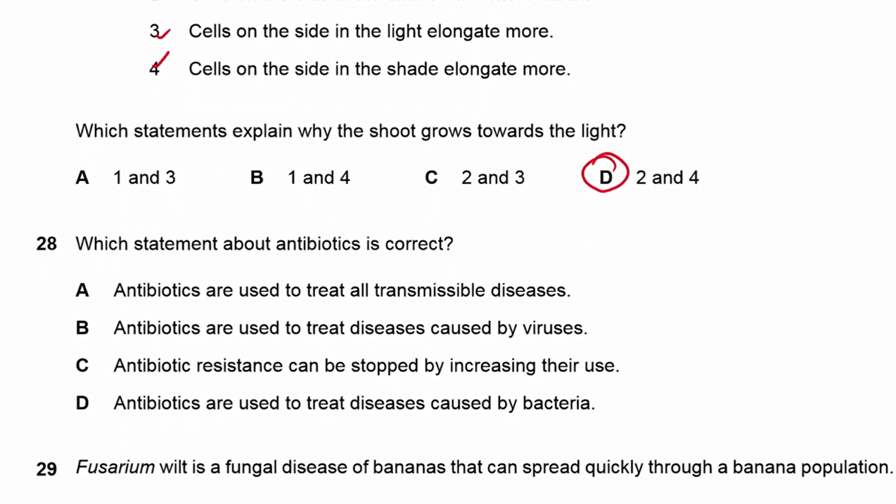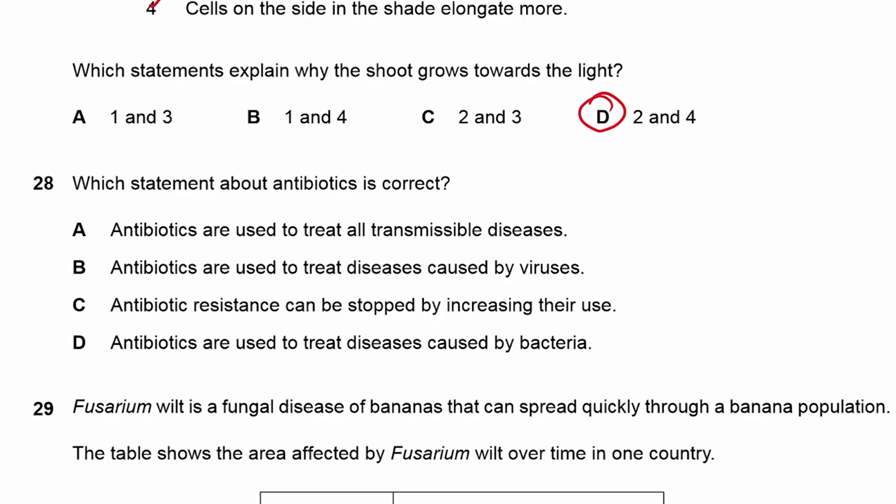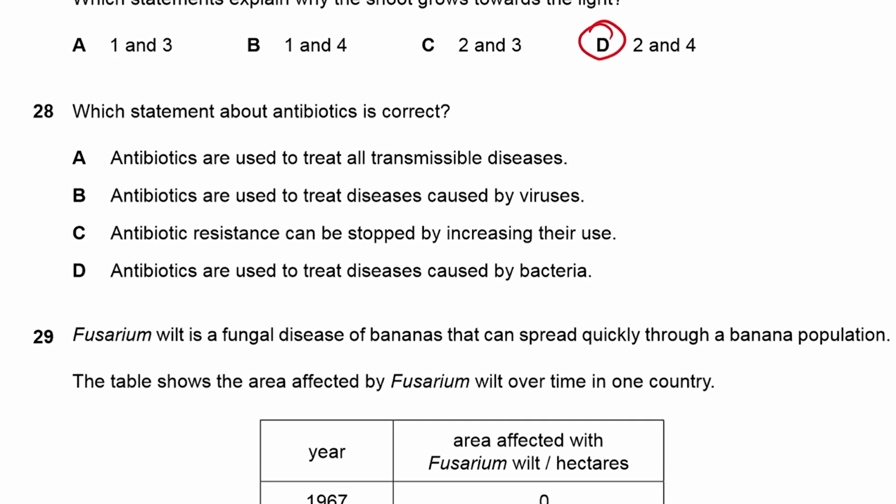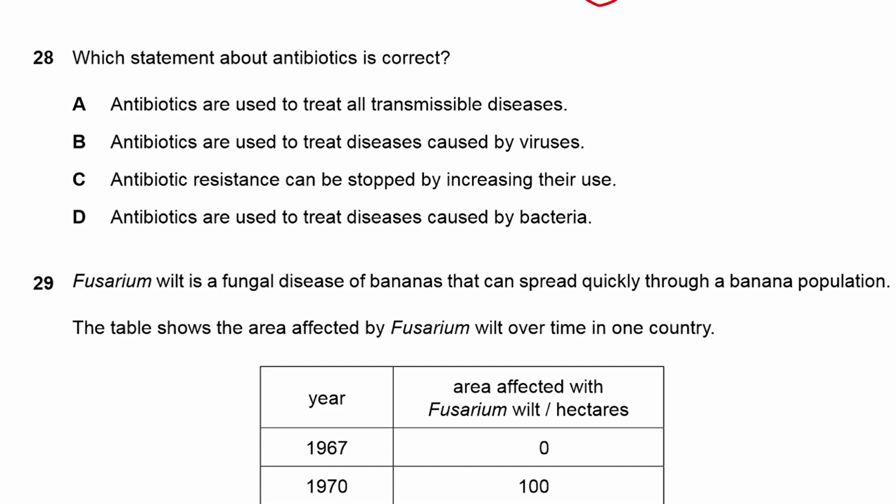Which statement about antibiotics is correct? Now antibiotics treat or destroy bacteria-caused infections. They destroy bacteria by affecting or destroying the cell wall of the bacteria, clumping them together like that, but they do not kill viruses. So, antibiotics are used to treat all transmissible diseases. No, they cannot treat diseases that are not caused by bacteria. Antibiotics are used to treat diseases caused by viruses. Not true. Antibiotic resistance can be stopped by increasing their use. No. Antibiotics are used to treat diseases caused by bacteria, which is right.